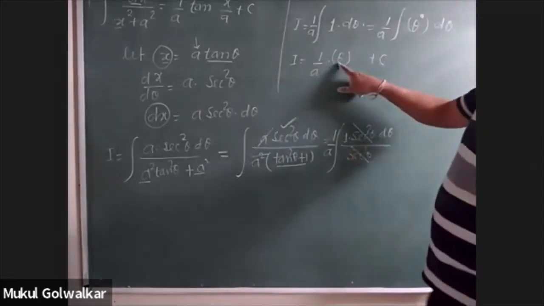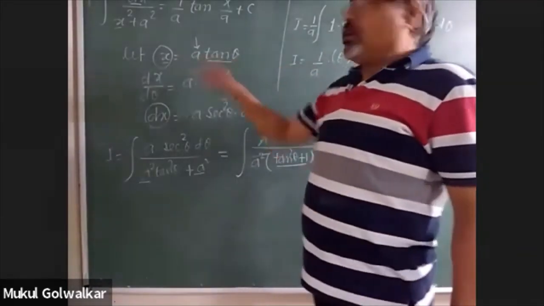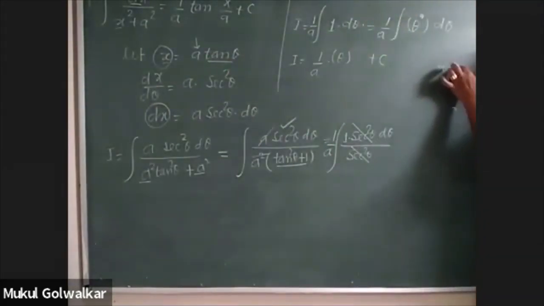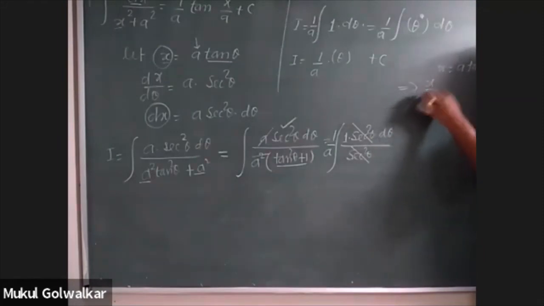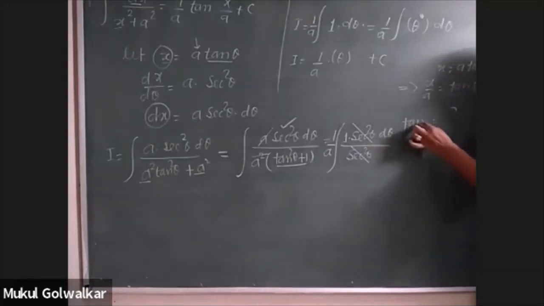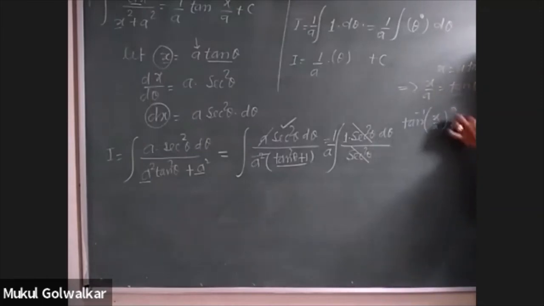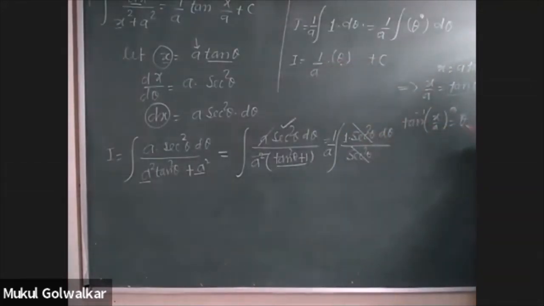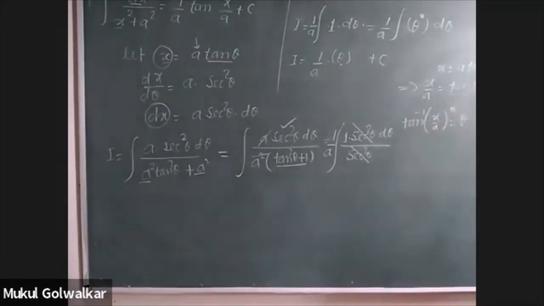And what is the value of theta in terms of the old variable? So if x is equal to a tan theta, this will give x by a is equal to tan theta. To remove this tan function, we are required to perform an inverse trigonometric function like tan inverse. So tan inverse x upon a will be equal to theta. Correct? So in place of writing this answer theta, we are required to write tan inverse of x upon a.